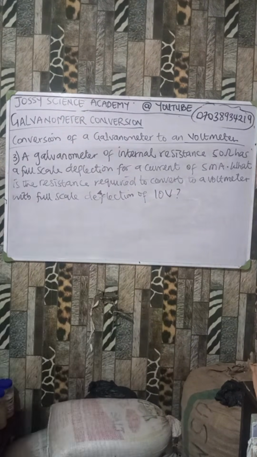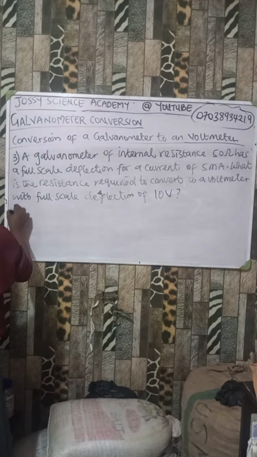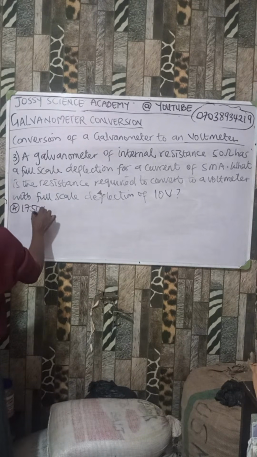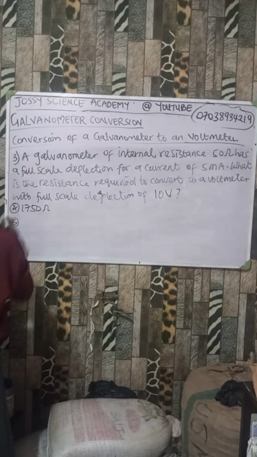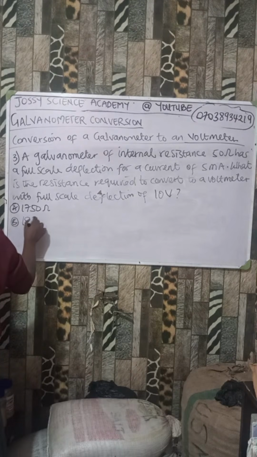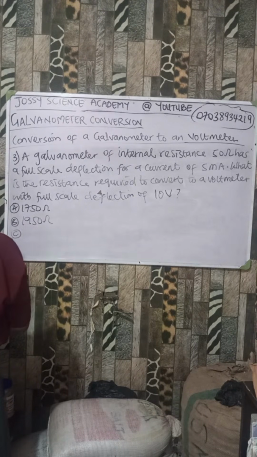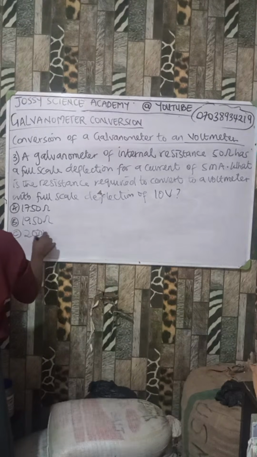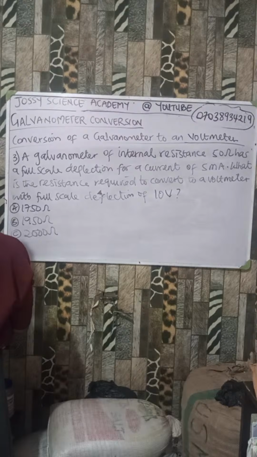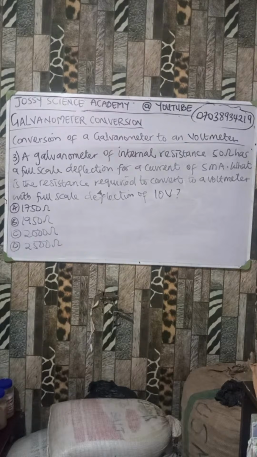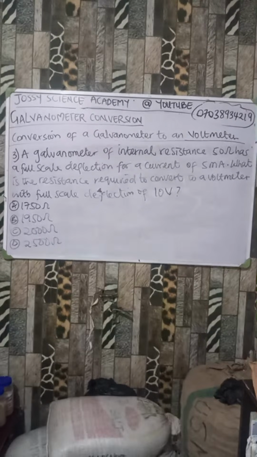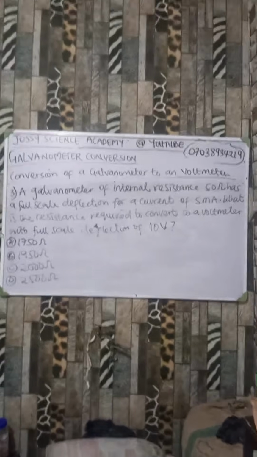All right, so let me write all the options provided. Option A is 1750 ohms. Option B, 1950 ohms. Option C, 2000 ohms. Option D, 2500 ohms. So guys, look at this question now. I hope the board is clear enough.